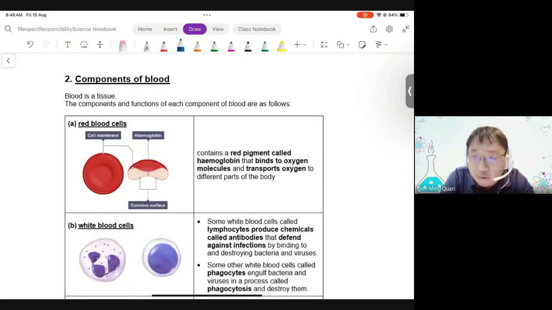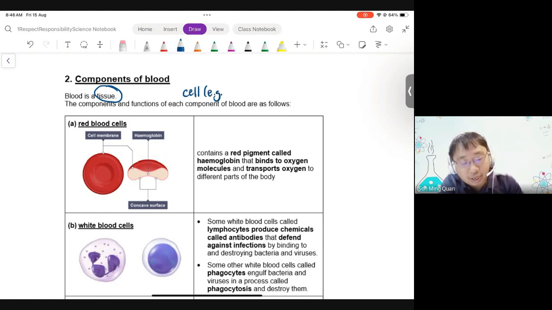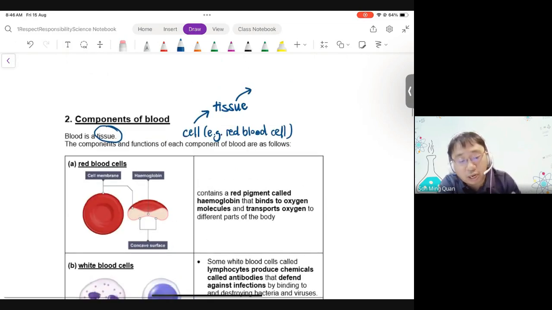So I believe you have learned blood before. You know that blood is a tissue. This one you learned last year. Now blood is a tissue, so let's revise. Last year we learned cell. So for example, a cell could be a red blood cell. Red blood cell is a cell. Many cells are organized into a tissue. Tissues are organized into organs. And finally, different organs are organized into organ systems.